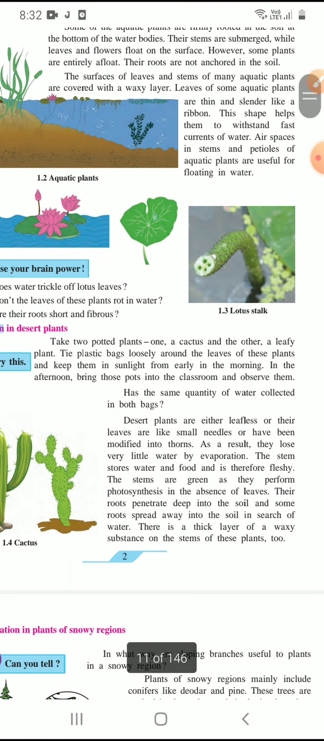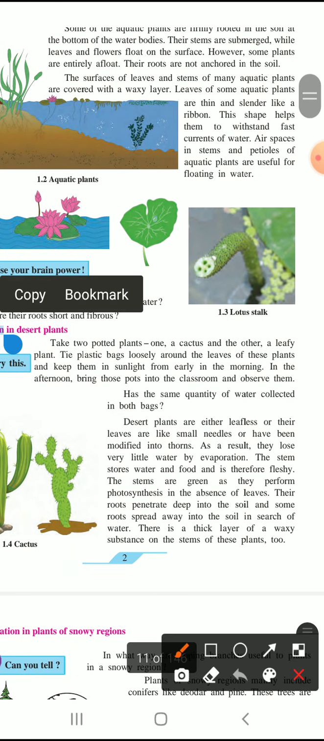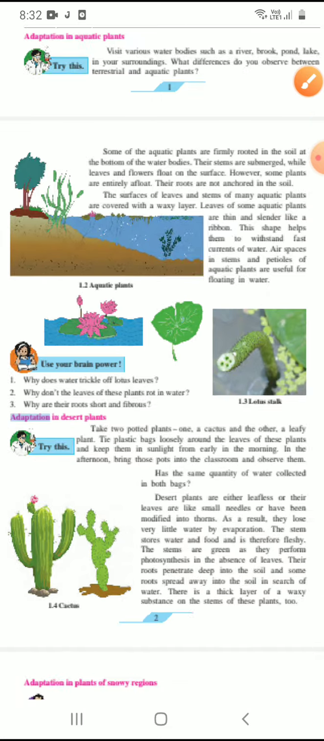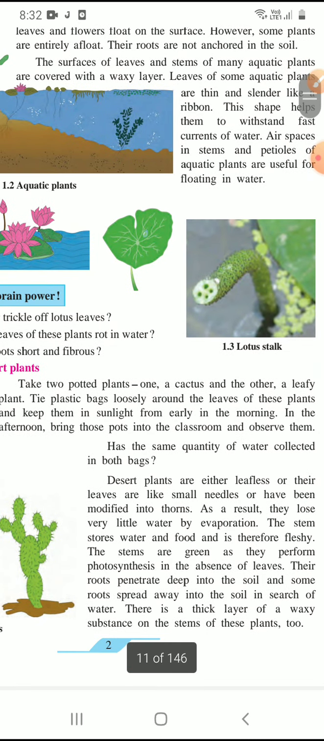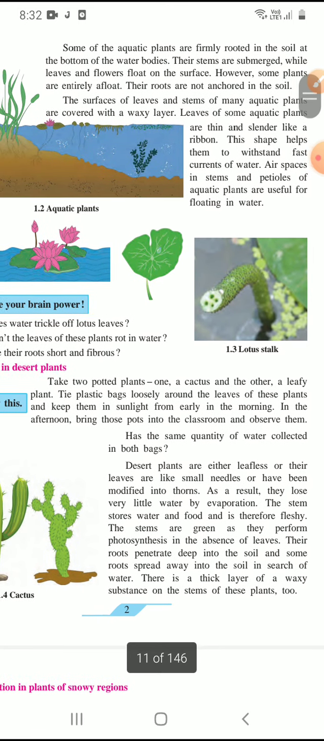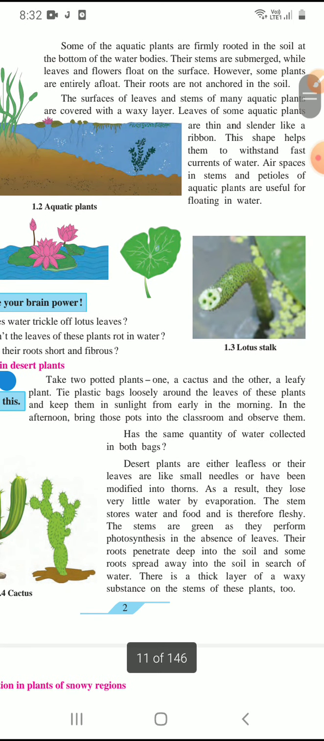Try this and make two potted plants. One second, students. Take two potted plants, one a cactus and the other a leafy plant. They are telling you to take a plant like a cactus and the other a leafy plant, any other plant.